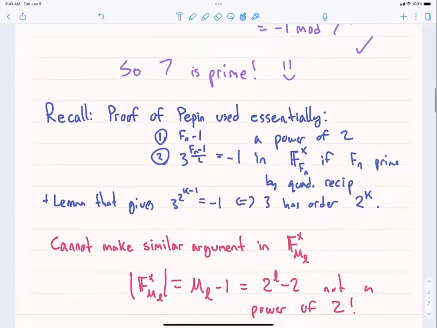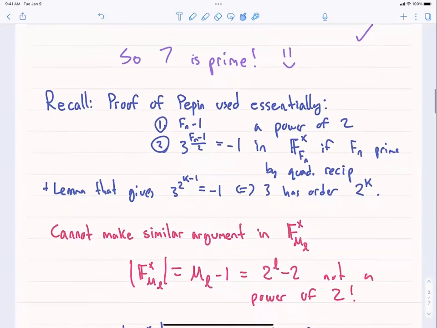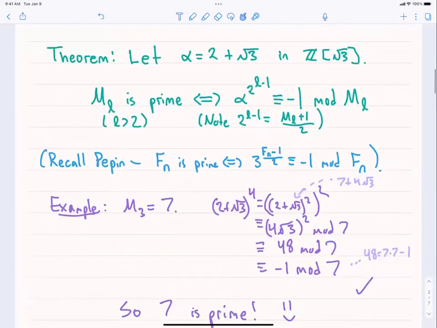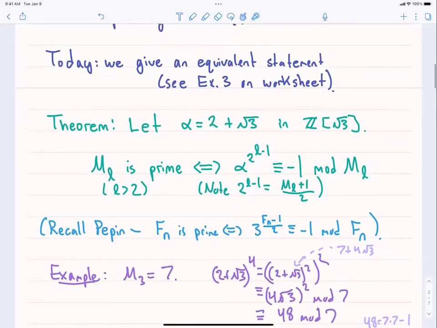But I want to employ basically the same argument. In particular, I want to be able to use this lemma to show that when this thing is -1, what I really get is prime. So I need to put myself into a situation where I can find something that has order a big power of 2. In this case, 2 to the L. I want to find something that has order 2 to the L.